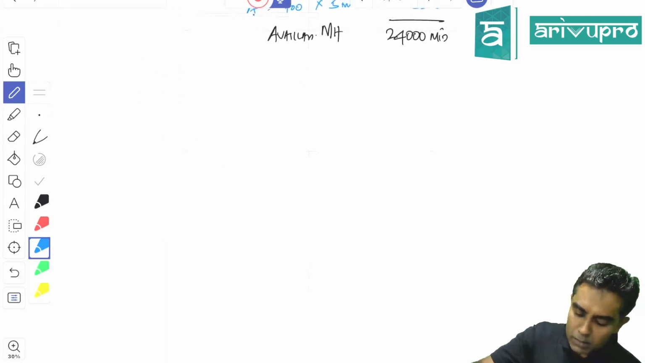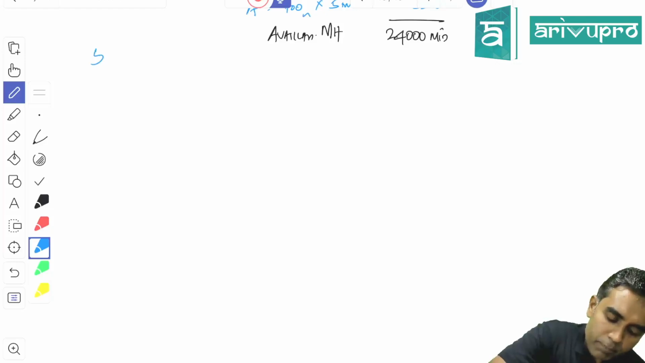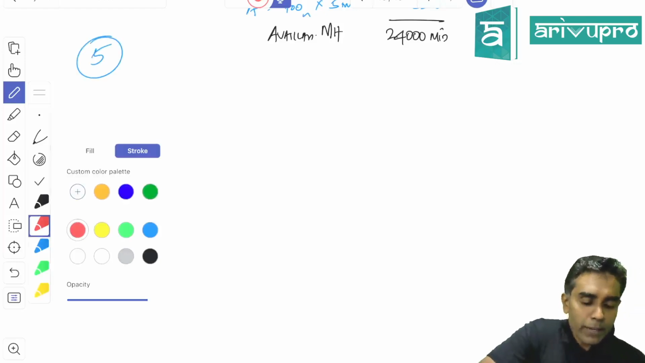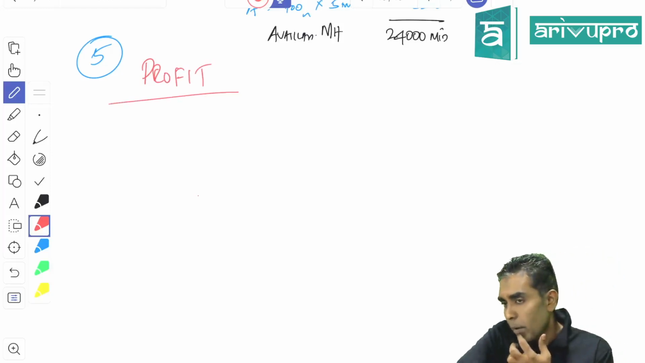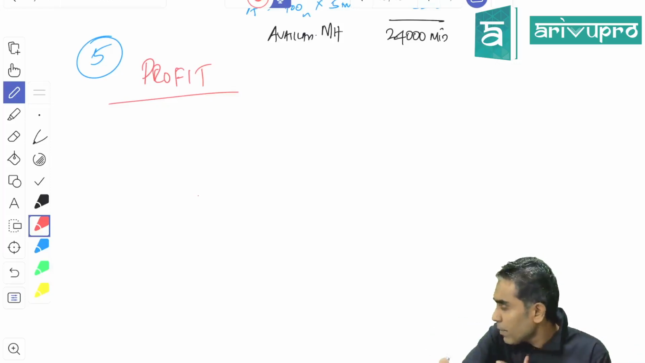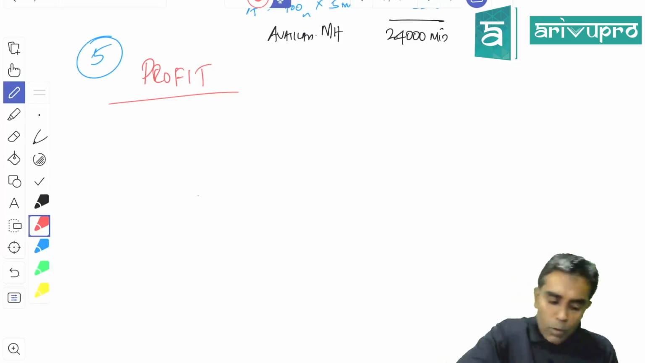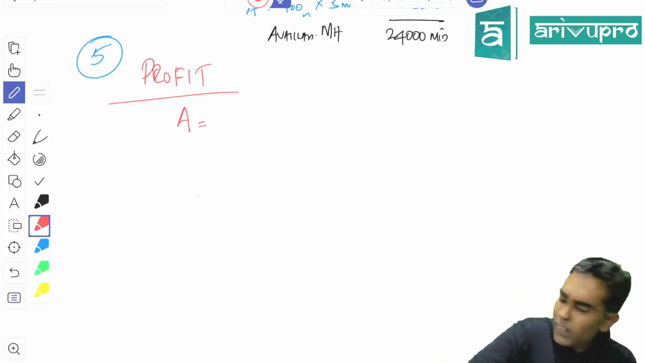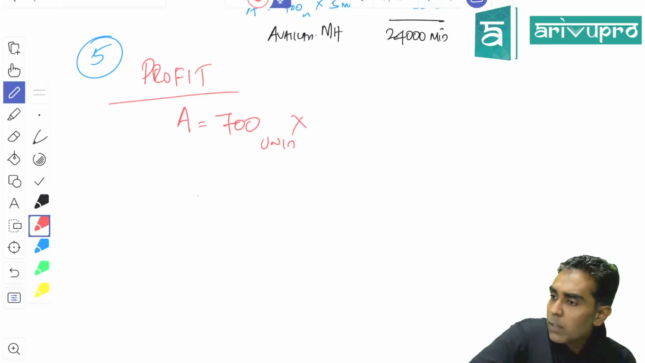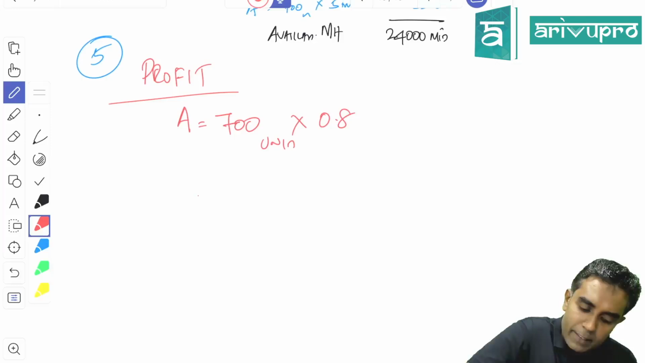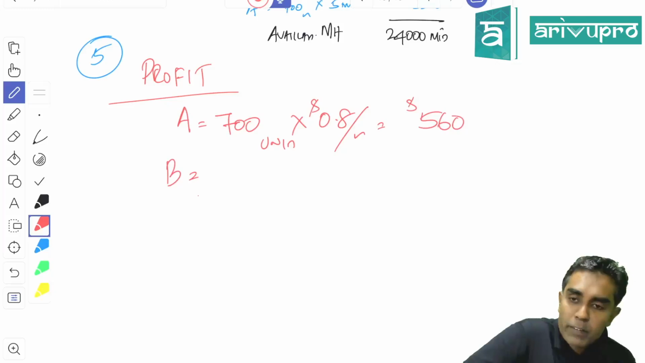Right. The last one is we are going to calculate the profit. How to calculate profit? Total throughput contribution minus operating cost. Now product A, we are going to sell only 700 units. Each unit, what is our throughput contribution? $0.8 per unit. That would give you $560. Then product B, how many units?